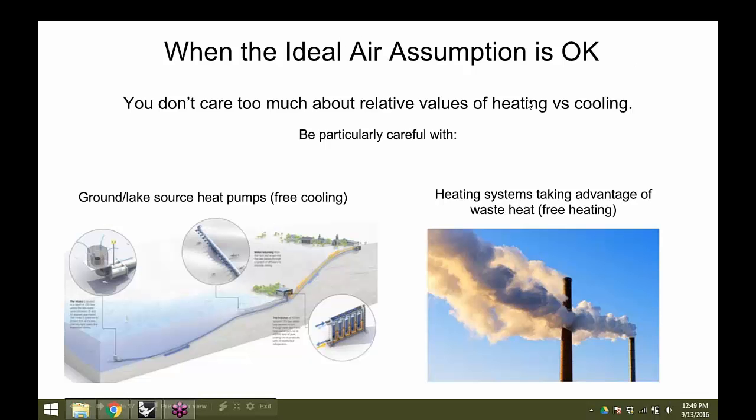So just be careful if you're using the ideal air assumption. You should be at a point where you're just generally trying to reduce heating and cooling together, or you already know that you're only trying to reduce heating or only trying to reduce cooling. That you're not trying to weight these against each other, because the ideal air system won't really give you a good sense of that. So that's another point.